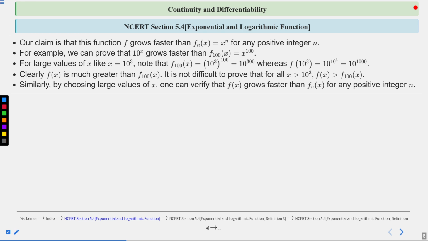Similarly, by choosing large values of x, one can easily verify that f(x) grows faster than f(nx) for any positive integer n.